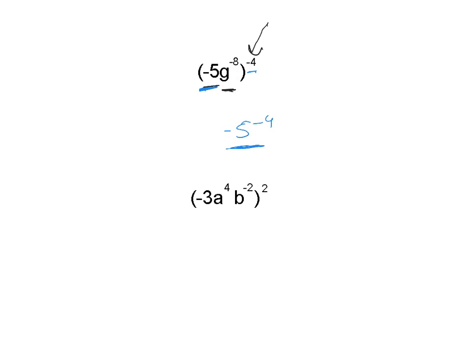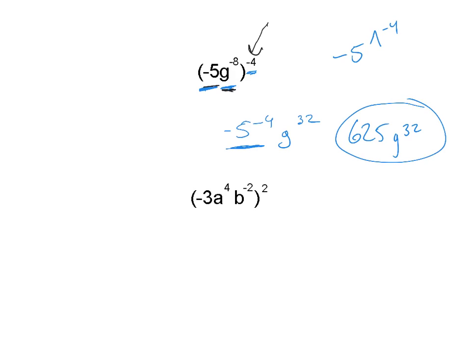They want us to actually evaluate today, okay? And then g to the negative 8 power to the negative 4. So that'd be g to the positive 32nd power, right? Because two negatives multiplied make a positive. All right, in your calculator, you're going to type negative 5 caret negative 4 and find out what that is. If you type that in, you get 625, right? And then g to the 32.